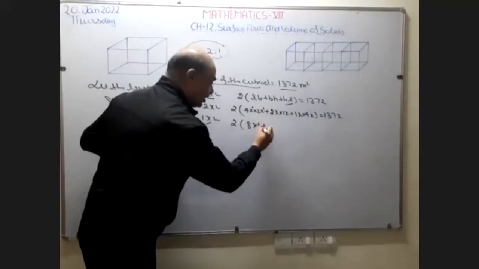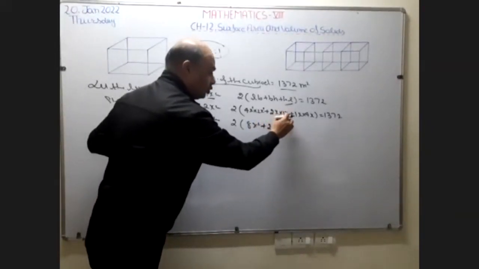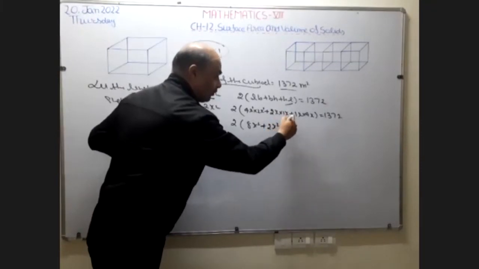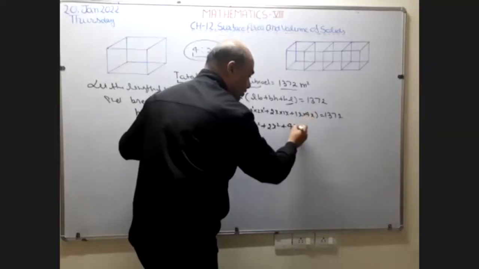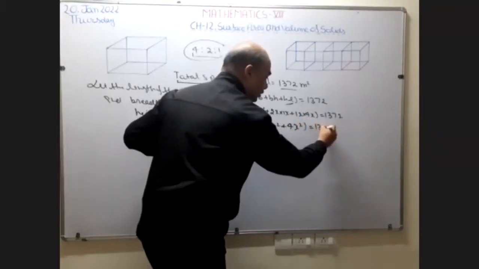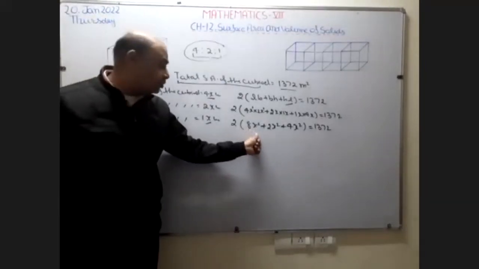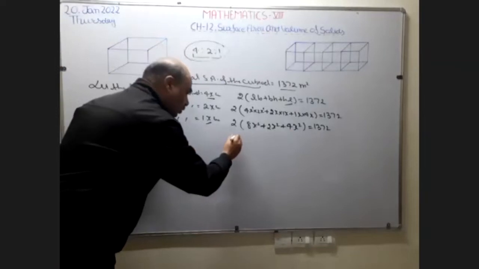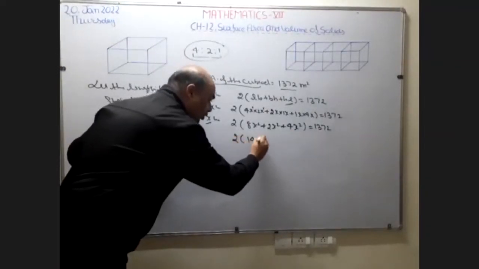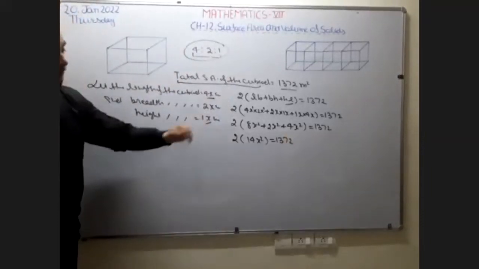After that, the plus sign is there. Now 2 1s are 2, again x into x, x square. After that, the plus sign is there. 4 1s are 4, x into x, x square, equal to 1372. Now check: 8 plus 2, 10. 10 plus 4, 14. So this becomes 2 into 14x square equal to 1372.